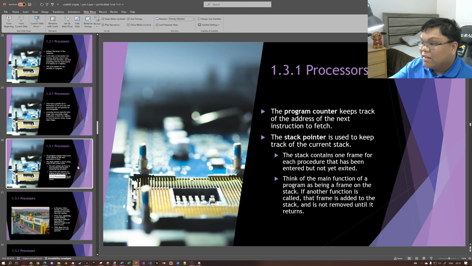Okay, so that's program counter and stack pointer. This is a bit of an abridged version of what the textbook has to say, because some of these might already be familiar to you. But if not, then I would encourage you to read through the book if you have the book already.